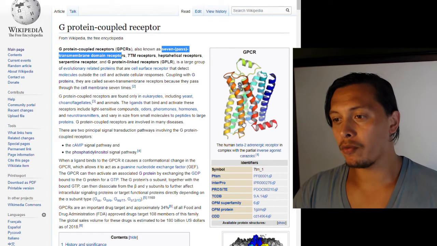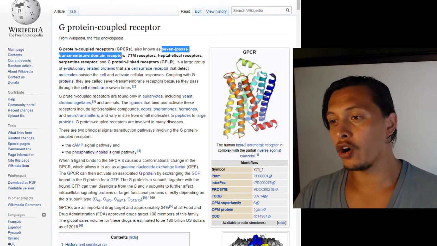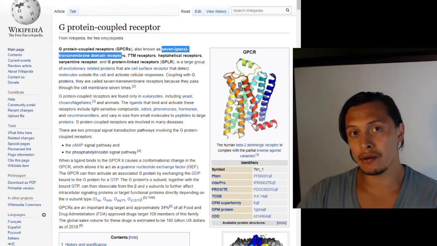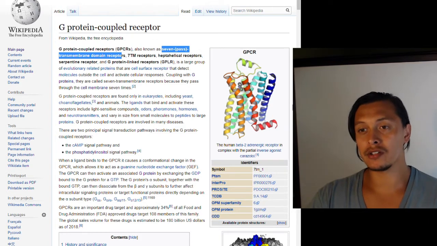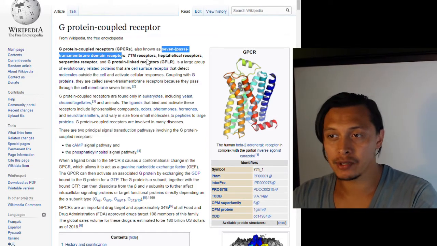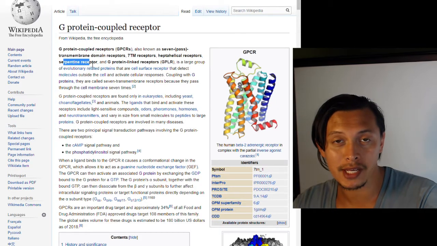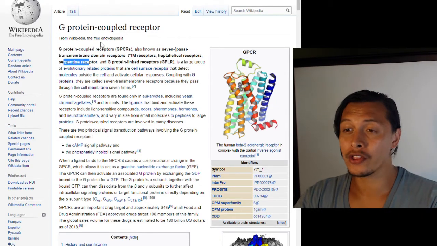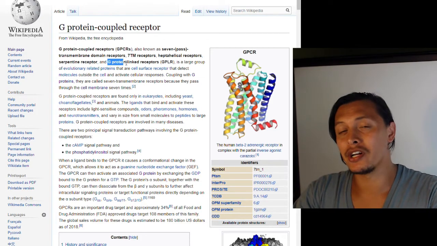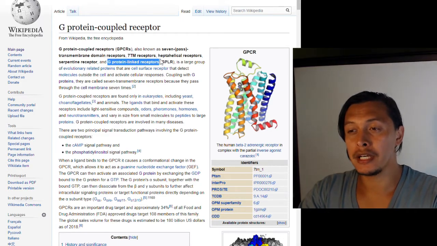So you will have 1, 2, 3, 4, 5, 6, 7 helices that go through the cell membrane, okay? So that's why it's sometimes called a 7-pass transmembrane domain, or 7TM receptor, or the heptahelical receptors, or the serpentine receptors because they serpent back and forth, or what is the best description of its actual function, the G protein linked receptors, or GPLRs.